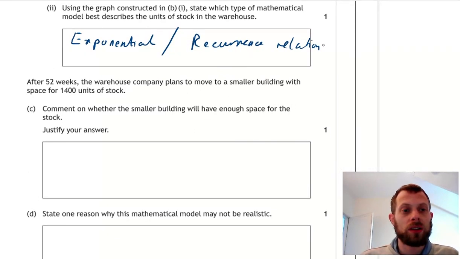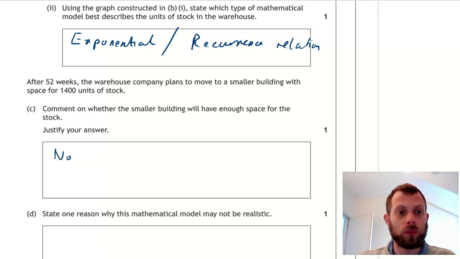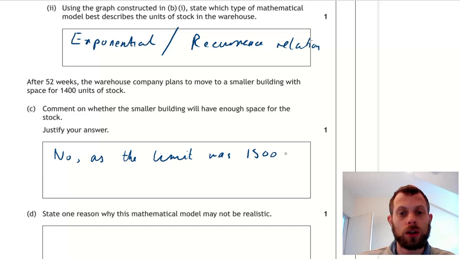So will the smaller building have enough space for the stock? Well, if we look at the recurrence relation we just did, the stable point was 1,500. So the limit was 1,500, which is greater than 1,400.